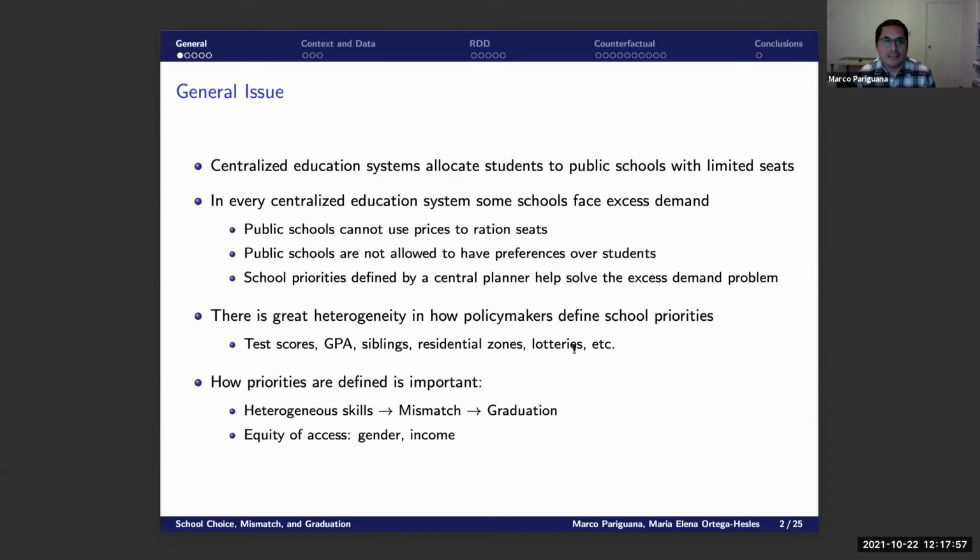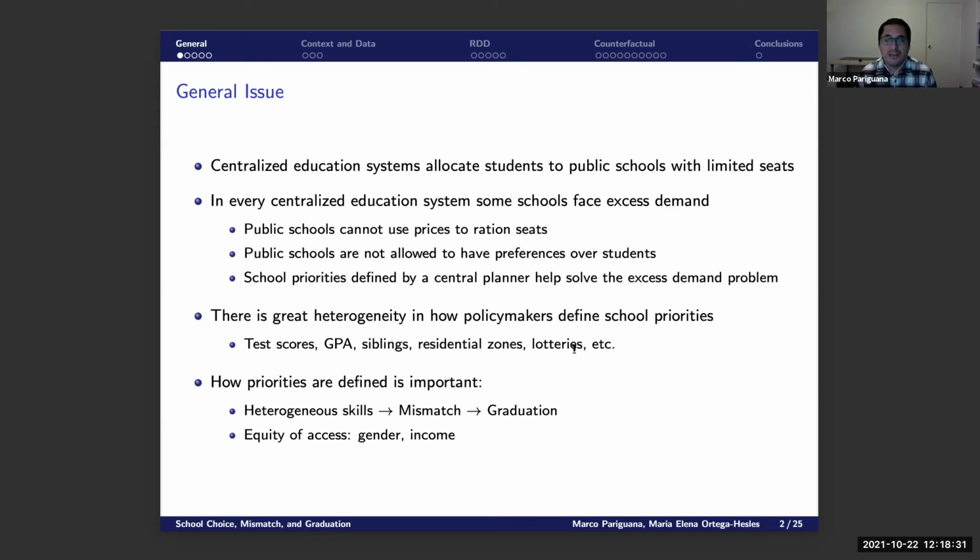So centralized education systems allocate students to public schools that have limited seats. So there is this scarcity problem, right? In every centralized education system, some schools face excess demand. Let's say the top schools, there are always a lot of students that want to go there. There are not enough seats. But public schools cannot use prices to ration seats. That would be a market solution. And also public schools are not allowed to have preferences over students. That would be more similar to the college market, but at least for primary and secondary education, they cannot do it.